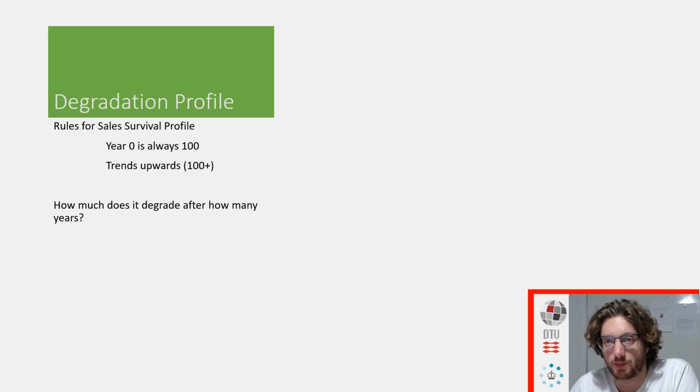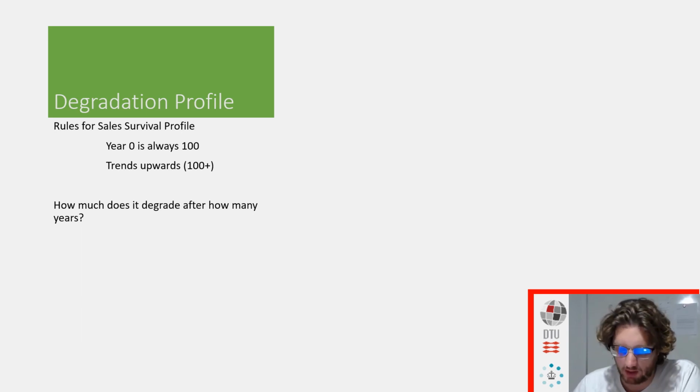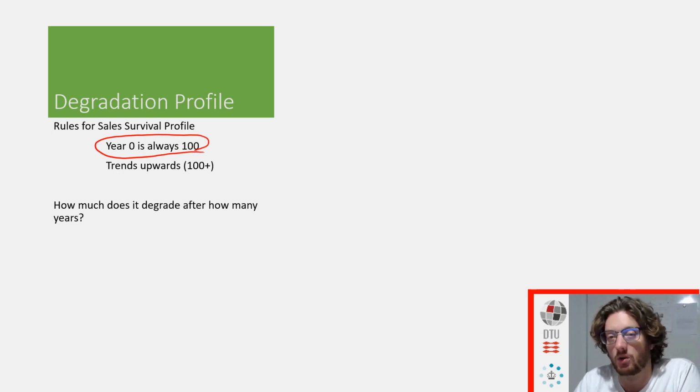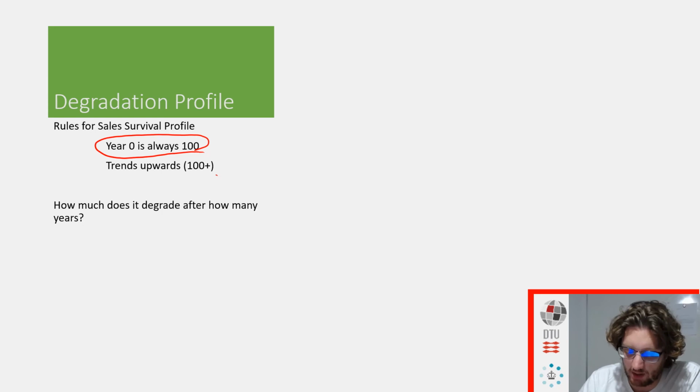The third profile we always need to use is the degradation profile. The rules for the degradation profile in the normal or general stock turnover depend a little bit on units for transport, and we'll get to that. But for the general one, year 0 is always 100. So in the first year, it retains all of its original energy efficiency. And then after that, it does trend upwards.